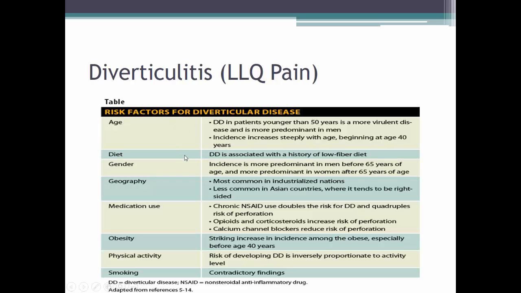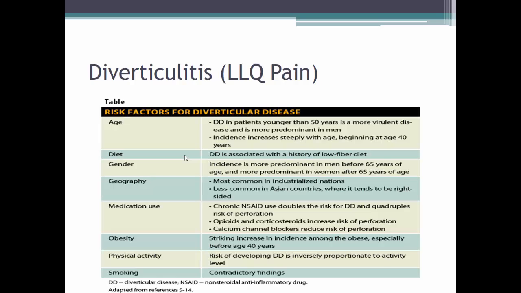So it is associated with diverticulosis in patients younger than 50 years of age, and the incidence, of course, increases as the age increases. Diet is associated with a history of low fiber diet, more commonly in men before 65 and women after 65, more commonly in industrialized nations.